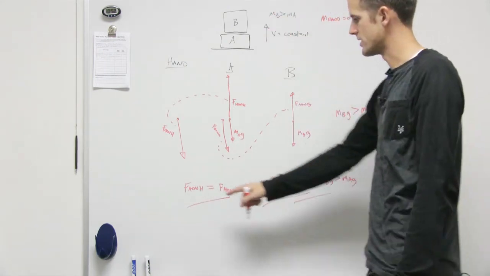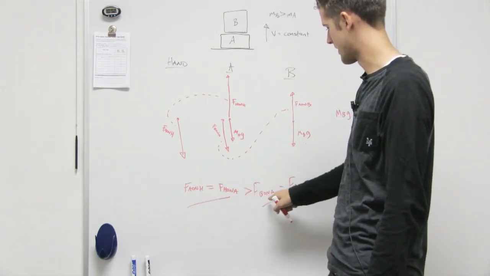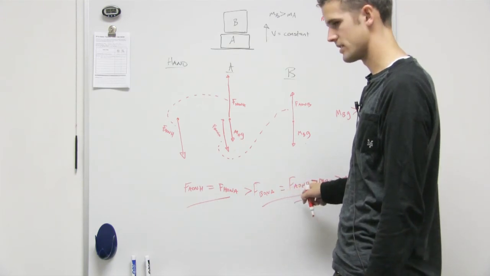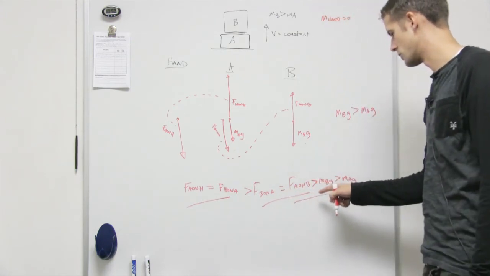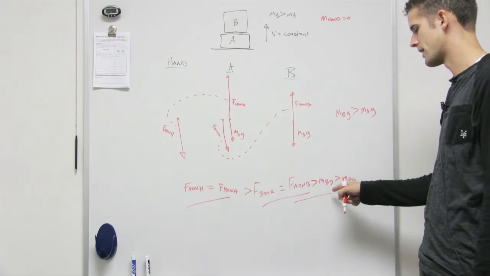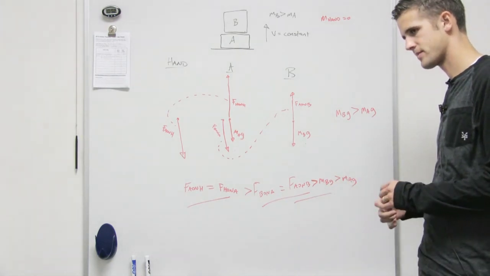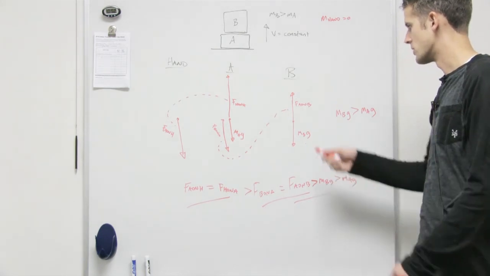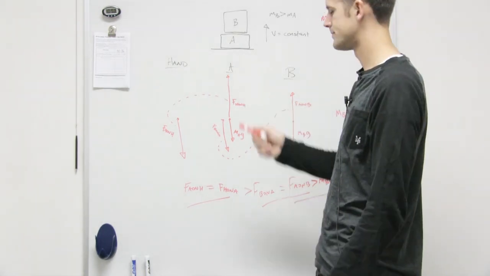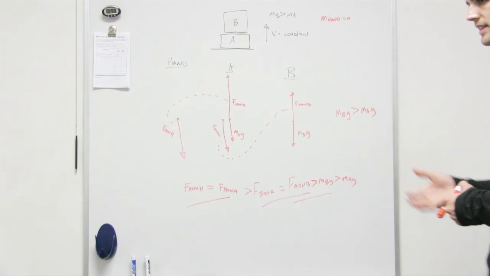So it actually turns out that these two would still be equal. They'd still be greater than FB on A. It'd still be equal to FA on B. The only thing that would change is your FA on B would be greater than MBG. Your MAG would be the same. Okay. So these two forces would grow a little bit to make that acceleration happen.